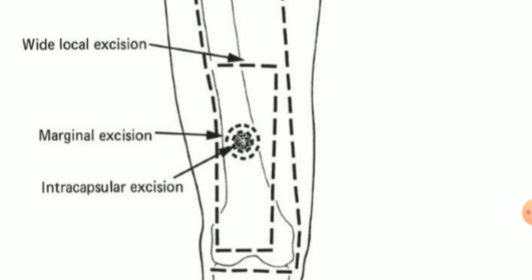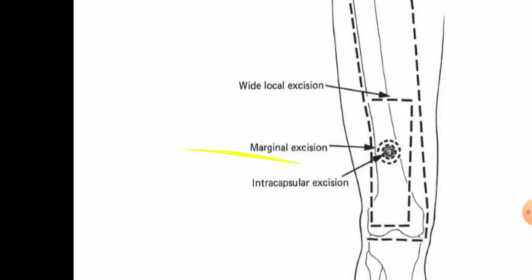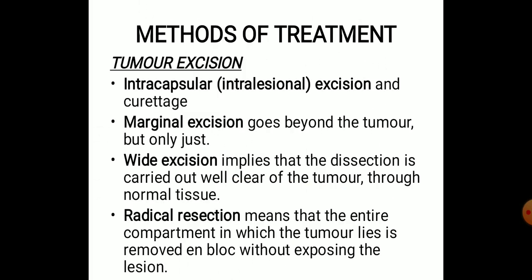Curettage is something like scraping that area of lesion until we find normal healthy tissue. So that's the intracapsular excision. We are excising that particular part and we are going for curettage, where we are scraping the bone, the abnormal growth, till we find normal, healthy tissue. Next one is marginal excision.